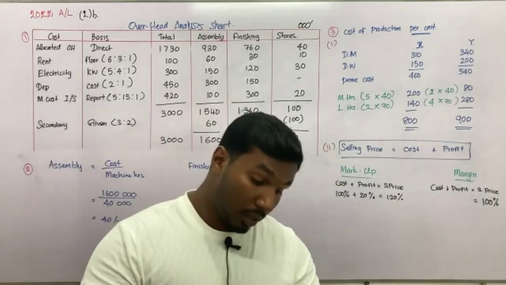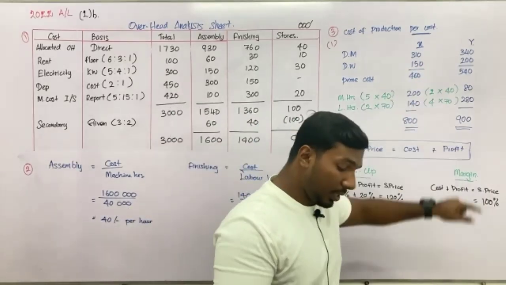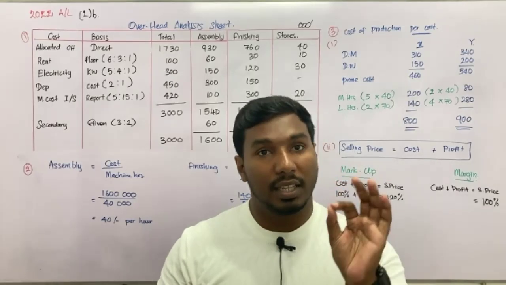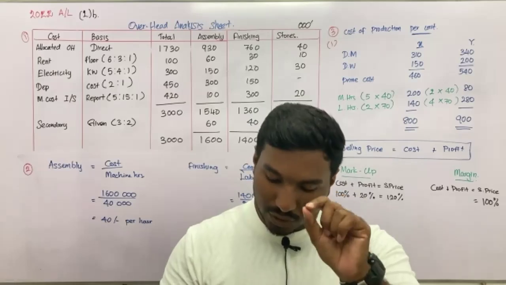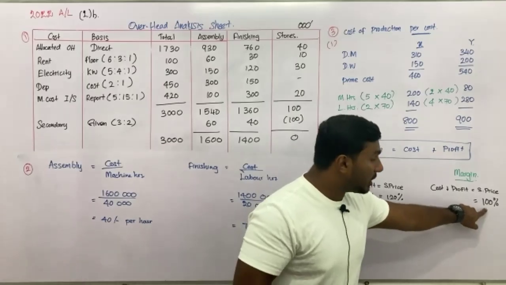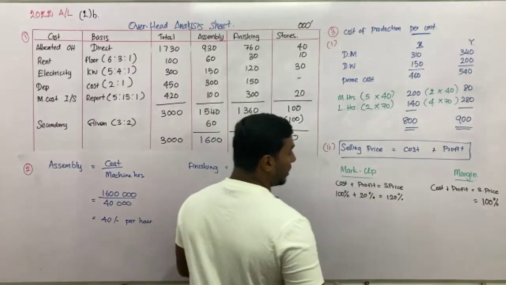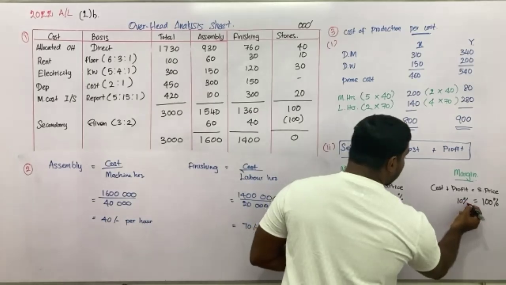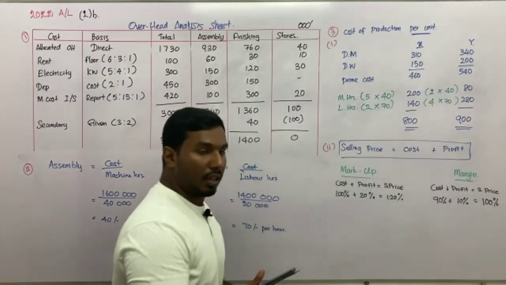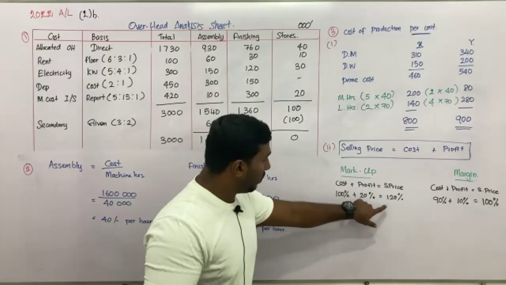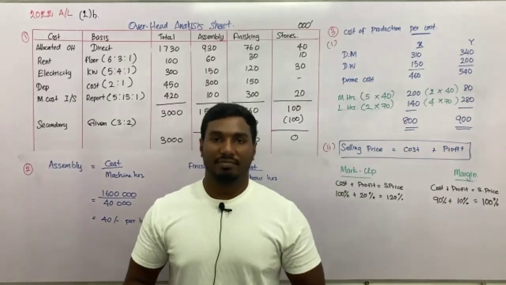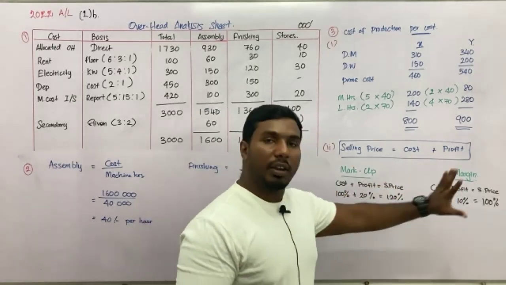For the product Y, by keeping 10% of margin, highlight the word margin, 10% margin on selling price per unit. So they are keeping 10% out of this 100%. So the profit is 10% here, cost is 90% here. See, 100 plus 20 equals 120, 10 plus 90 equals 100. The formula is correct, the calculation is correct.